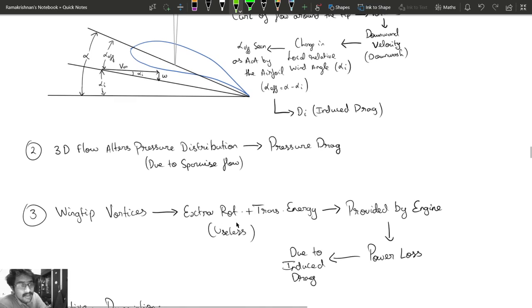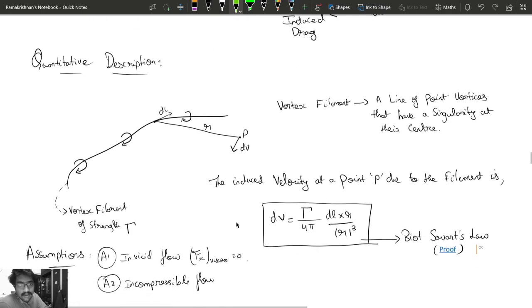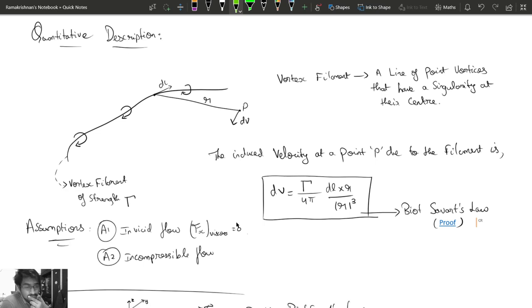So now that we have looked at the qualitative aspects of induced drag, let's move on to looking at how we actually calculate the induced drag. So we'll start with some basics. Here this line represents a vortex element of strength gamma. This is capital gamma, which also represents the circulation.